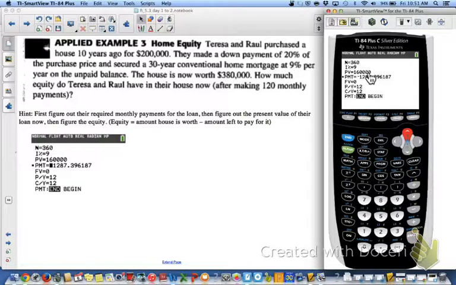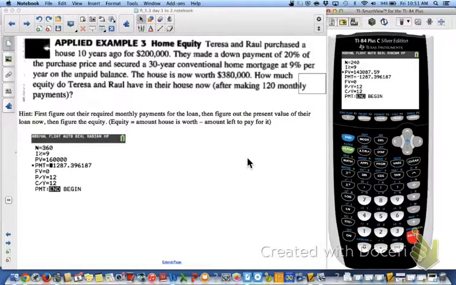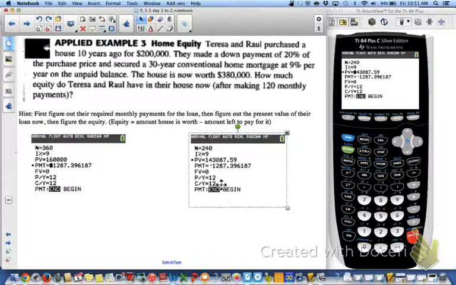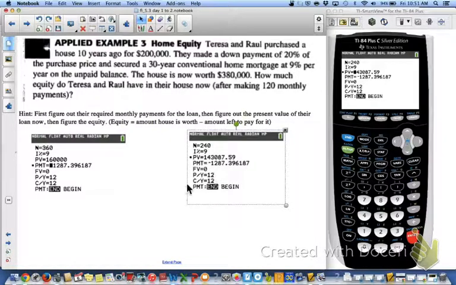Sorry about that. We're going to solve this for the present value. Oh yeah, change the month again. Now we've got it. And they still owe 143. Okay, so they owe 143.